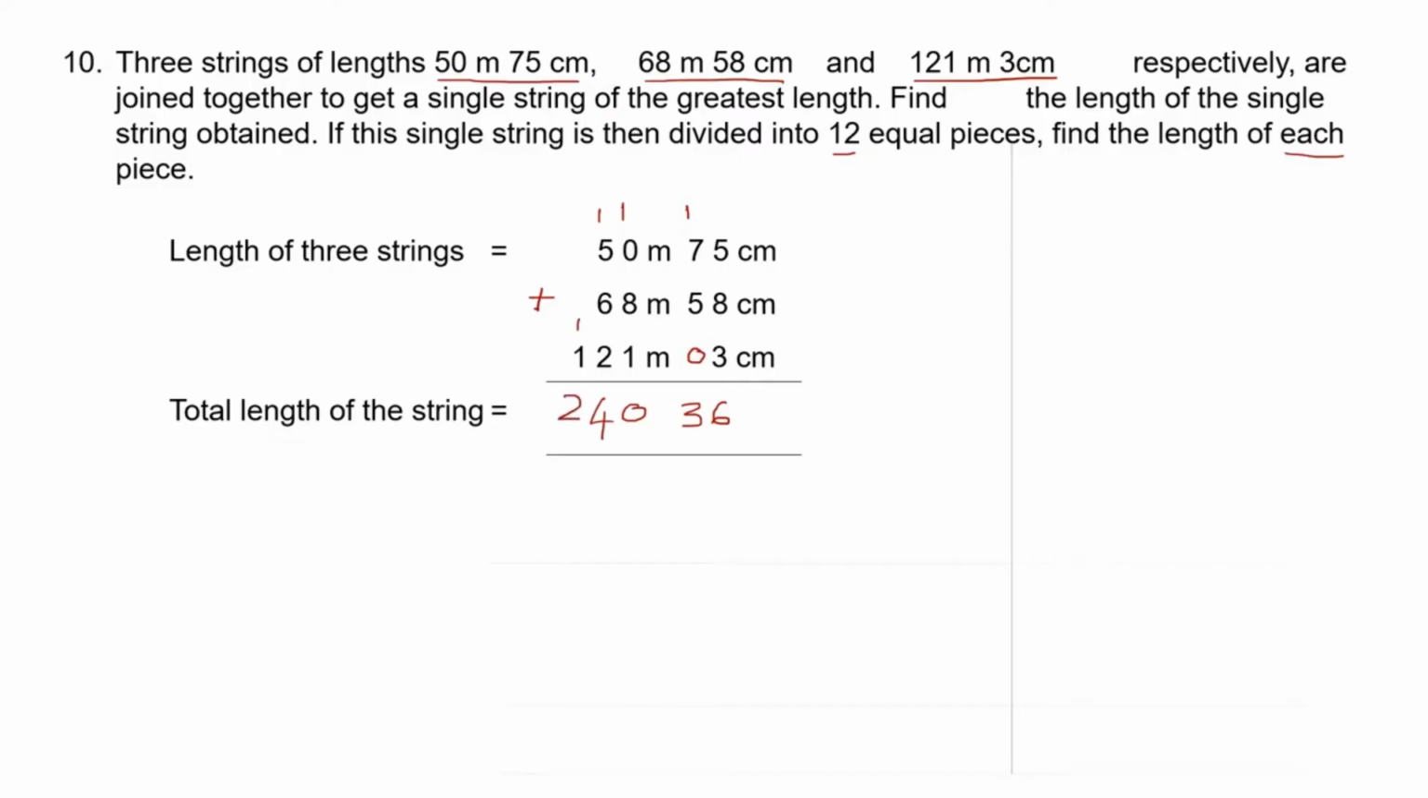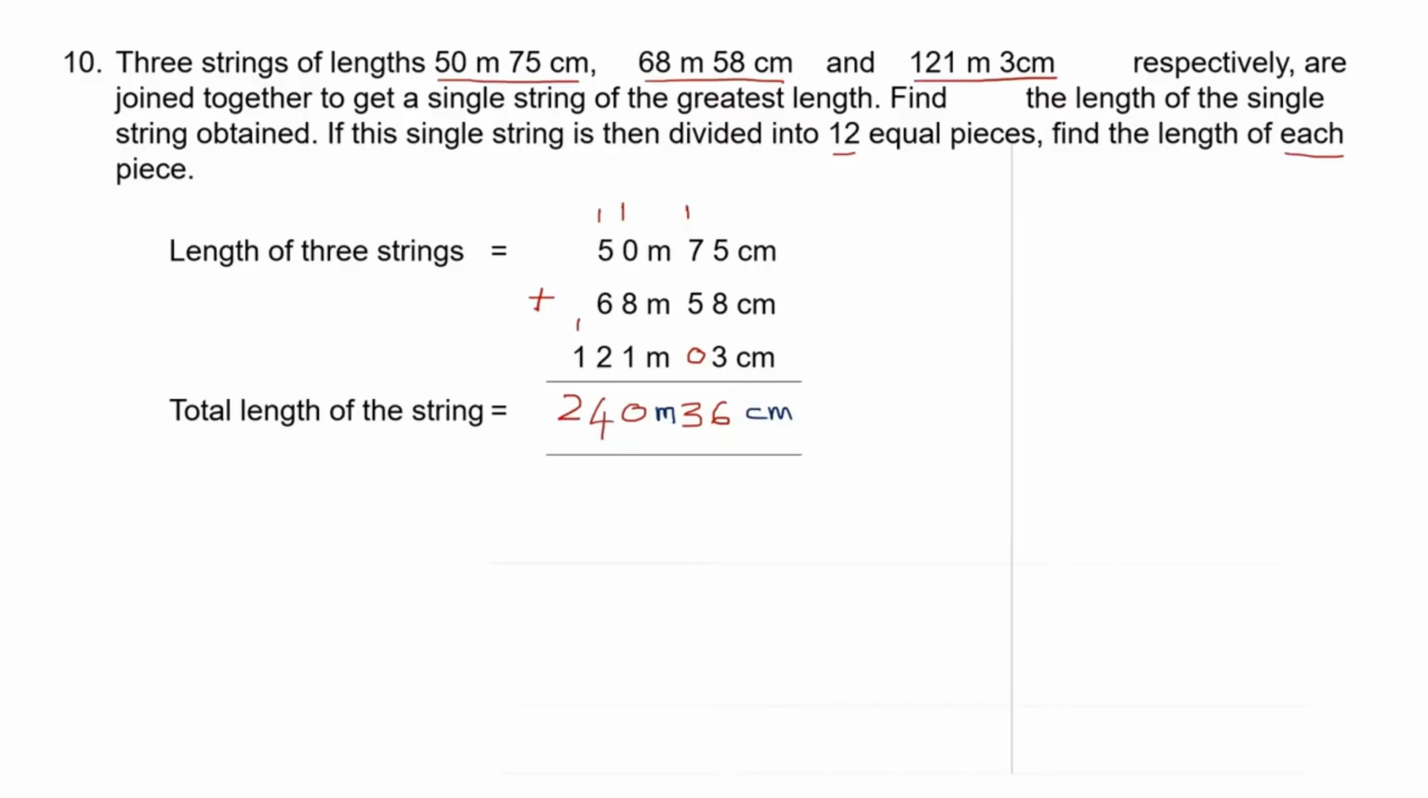So we've got 240 meters and 36 centimeters. So when we put all the strings together, we get a single string of length 240 meters, 36 centimeters. So we have answered the first part of the question.